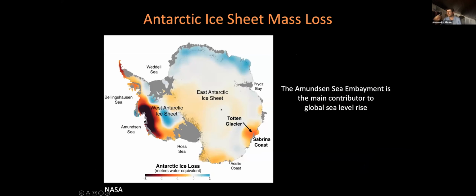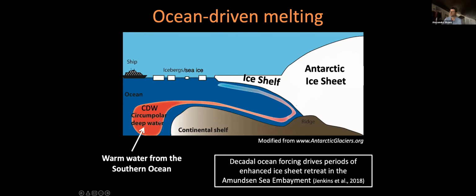The Amundsen Sea is very important because this is a map of mass loss of the Antarctic ice sheet during the past 20 years. You can see how most of the ice loss has been occurring in the Amundsen Sea embayment. This mass loss is triggered by warm waters, circumpolar deep water from the Southern Ocean, that is able to reach the base of the ice shelves in the Amundsen Sea and drive rapid melting.